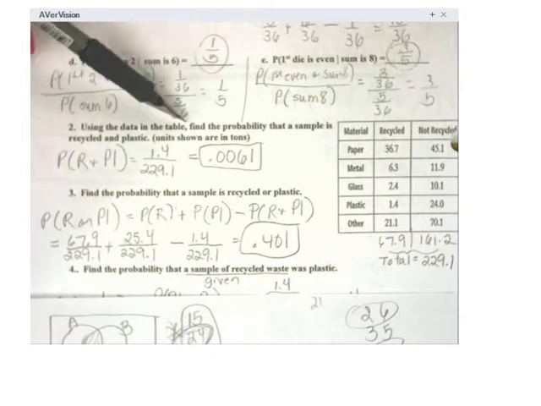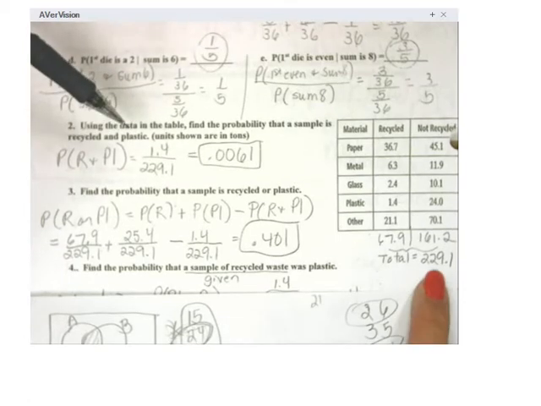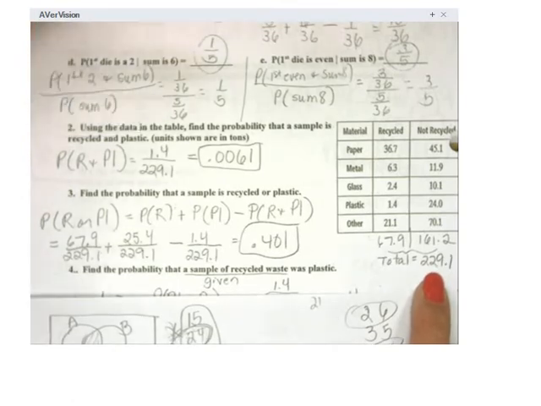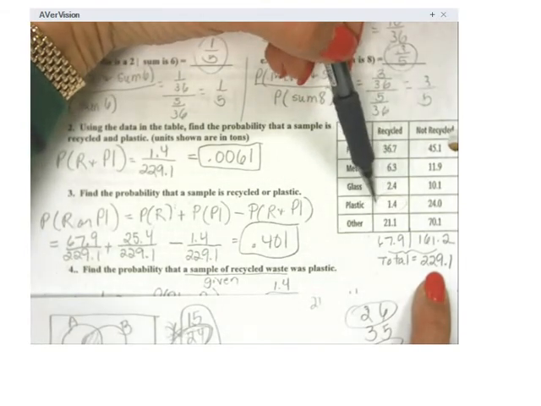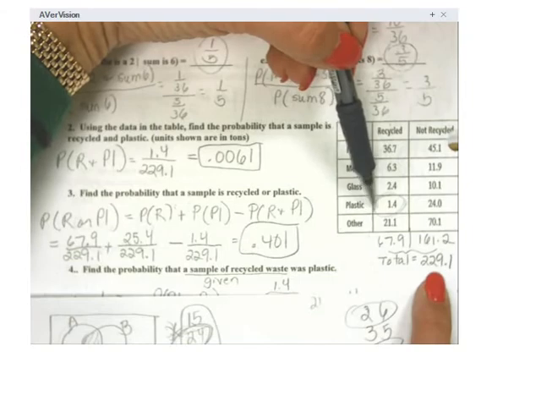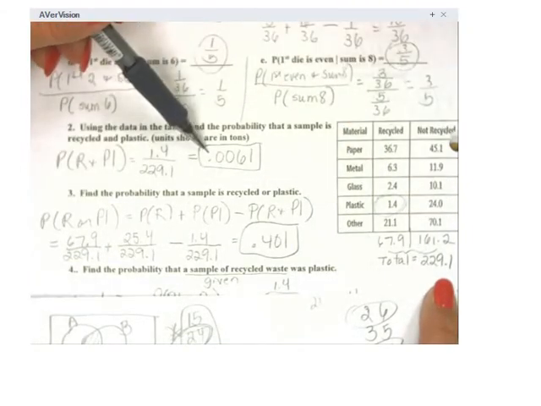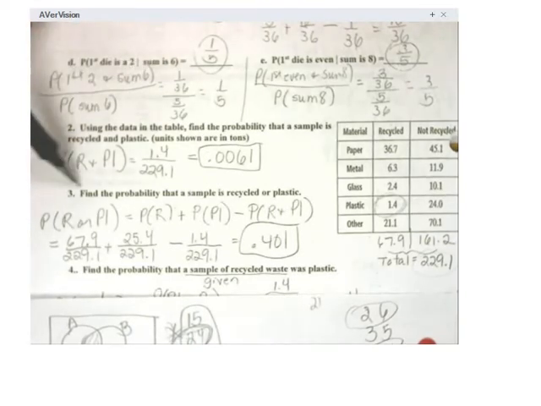So find the probability that a sample is both recycled and plastic. If I randomly looked at these 229.1 tons and pulled out one sample, what would be the likelihood it's both recycled and plastic? I look for recycled plastic right there, and I have 1.4 tons out of a total of 229.1 tons. So I'd have about a 0.6% chance of that happening.